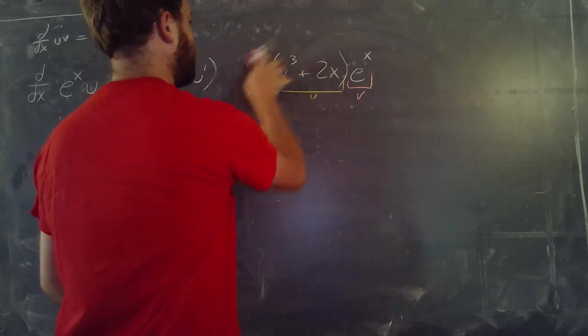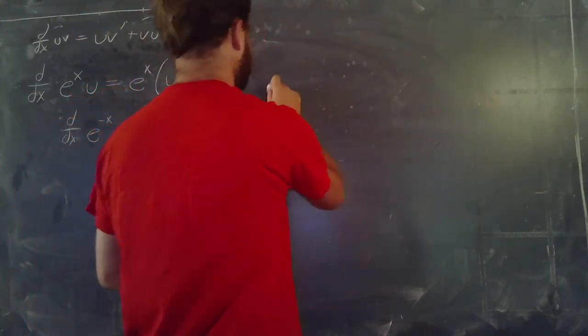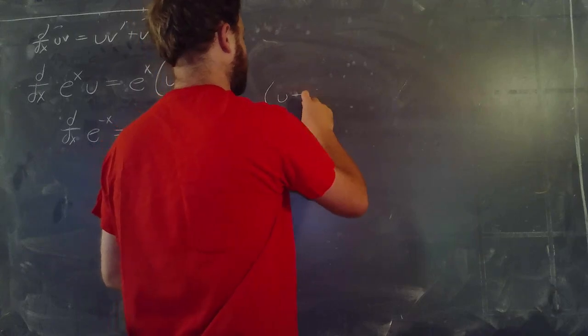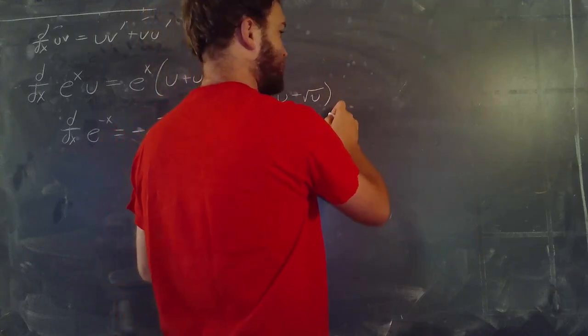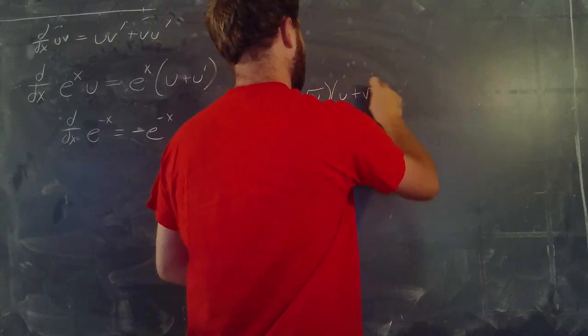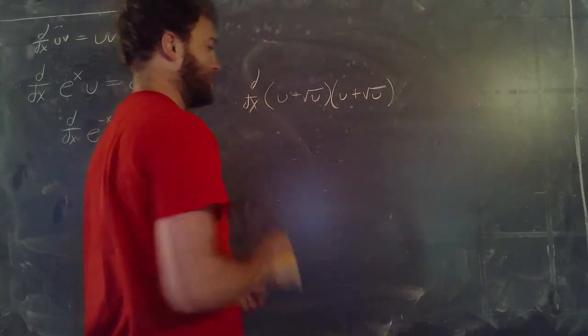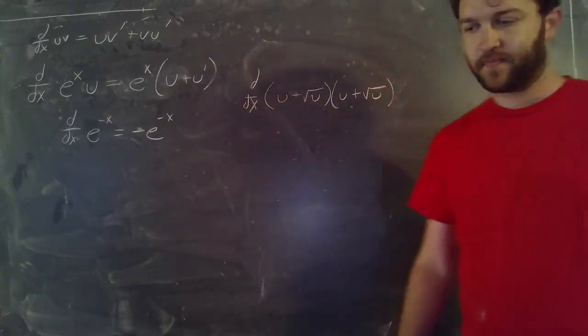Last example I'm going to show is this. We're going to have u minus square root of u times u plus square root of u. And again, we are trying to find this thing's derivative.